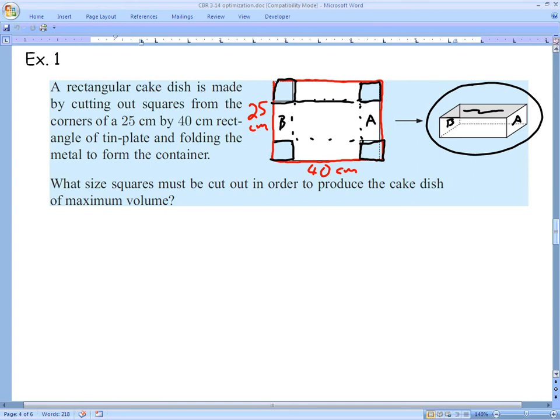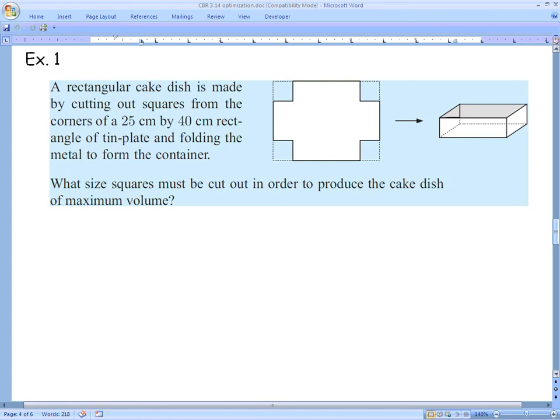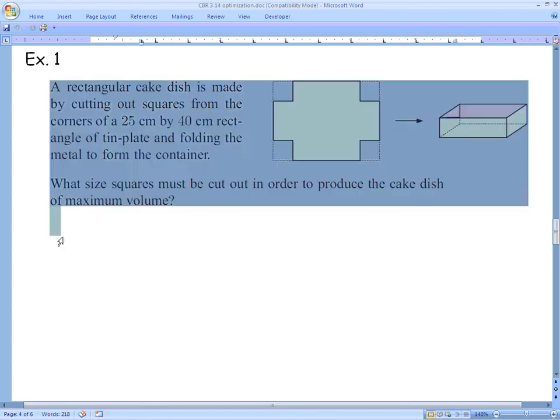We want to know what size squares must be cut out in order to produce a cake dish of maximum volume. So first thing I'm going to start with is a volume equation.